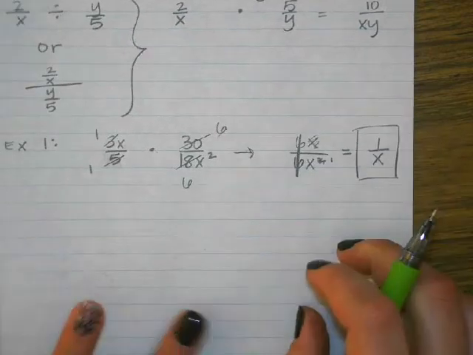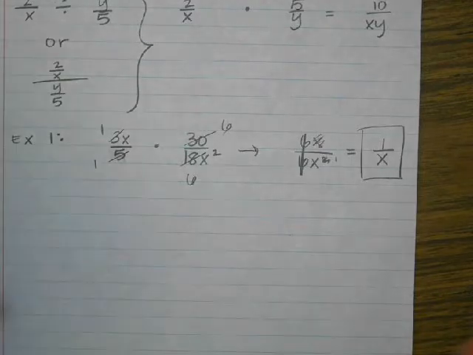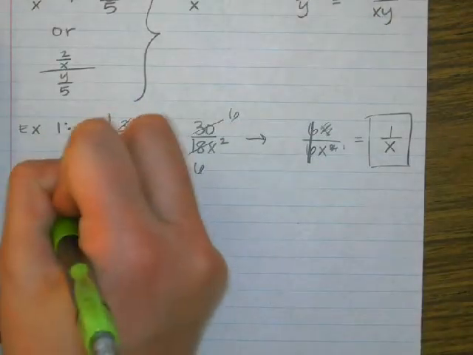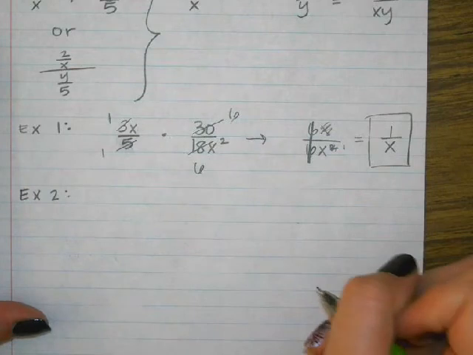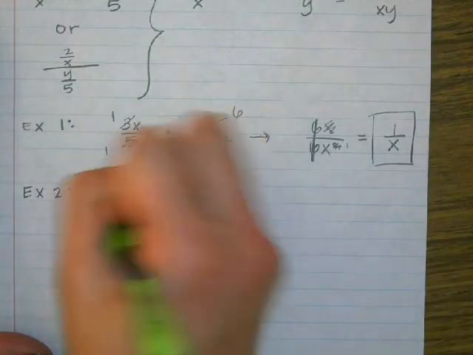Okay, so that was a multiplication problem. It's almost identical to what we had on Thursday. There's just 2 fractions instead of 1. So we're still canceling. We're still saying whatever is on the top and the bottom that's the same, you can divide it out. It divides out to make a 1. Okay, example 2. All right, this one's going to be a lot trickier.